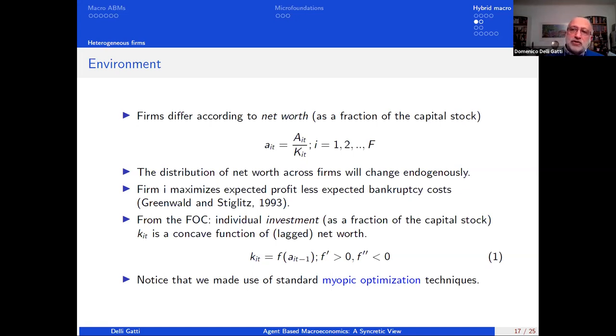We start from this population of heterogeneous firms. Then we assume that each firm is solving a simple static optimization problem, which is the maximization of profits net of expected bankruptcy cost. And we end up with equation one, which says that at the individual level, investment, k_it, is a function of net worth, a_i,t-1, lagged one period. This function is increasing and concave. Notice that we are using myopic optimization techniques. This is one instance of reconciliation, as I said before. The second instance of reconciliation is, of course, the use of equilibrium that I mentioned before.